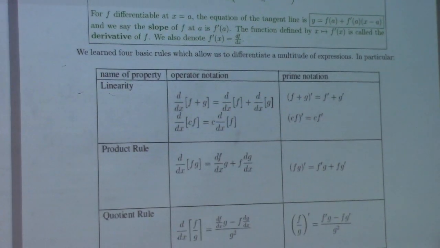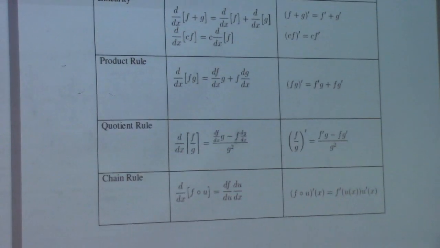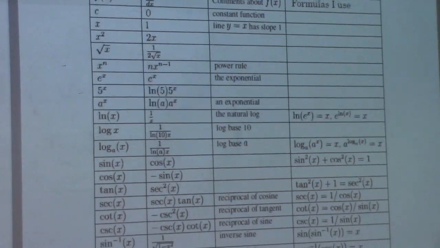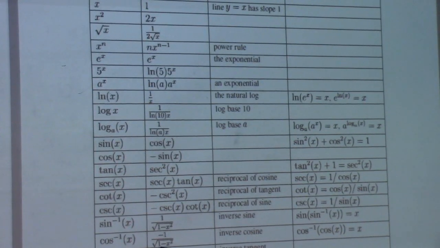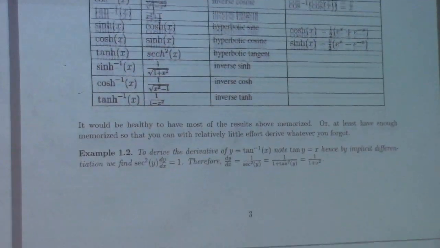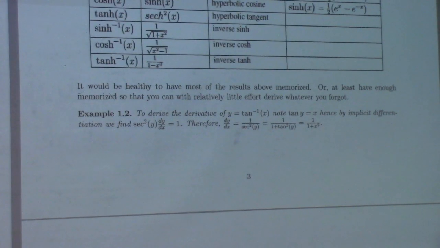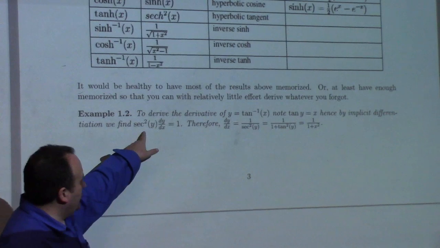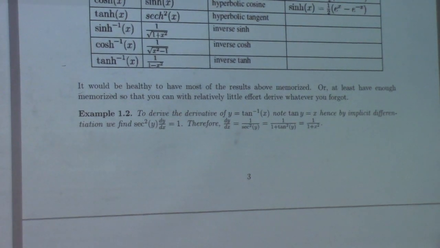So I'm going to start with a review of Calculus 1. We have the product rule. We have the quotient rule, we have the chain rule, you need to know those. Here's a list of all the derivatives that we know from Calculus 1 right here, in all their glory. Here's a reminder on how you derive the derivative of inverse functions using implicit differentiation.